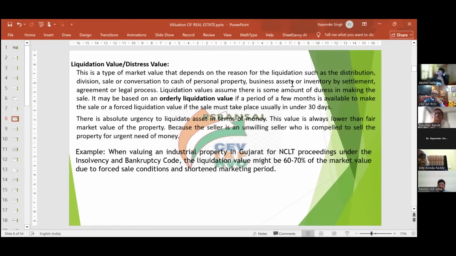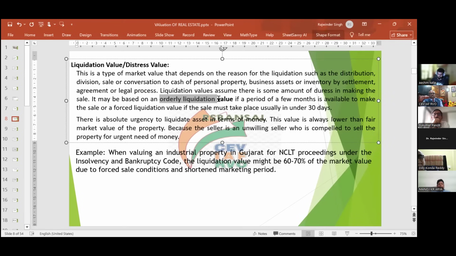This is when the property is to be sold under compulsion and within the minimum possible time. There may be two types of valuation: one is forced liquidation value, and the second is ordinary liquidation value. If a period of a few months, 2 to 3 months, is available, then it will be called ordinary liquidation value.